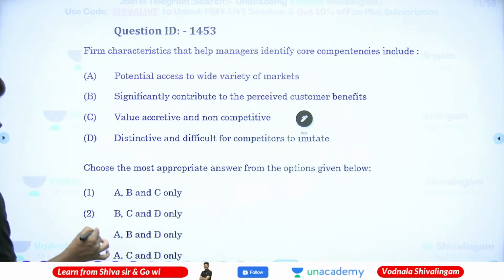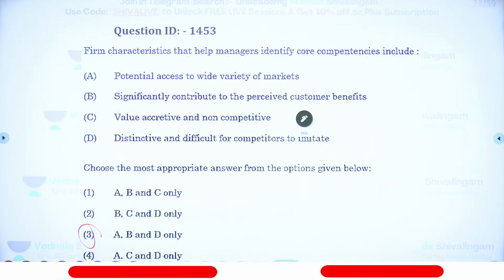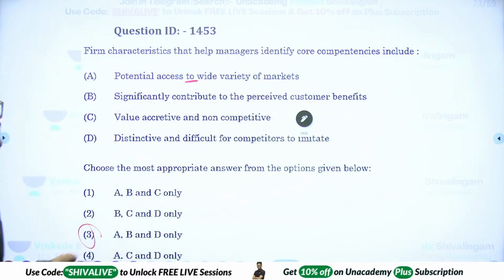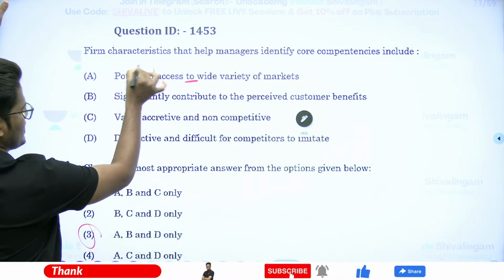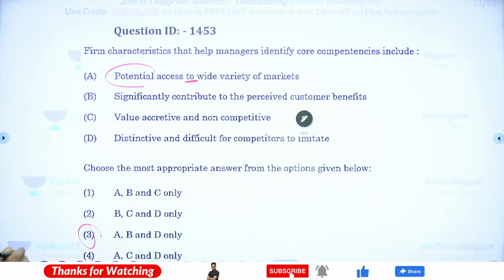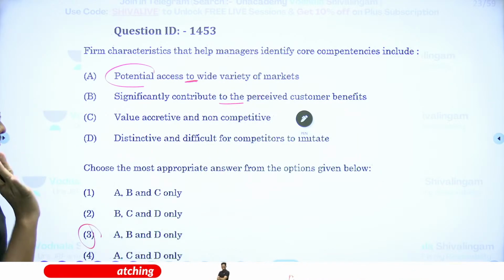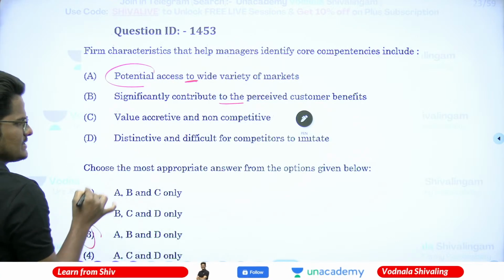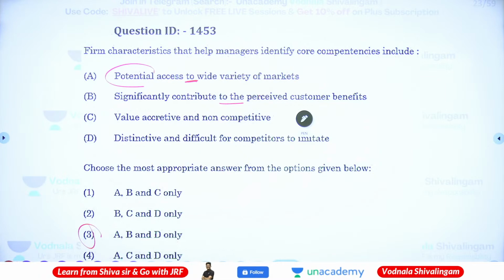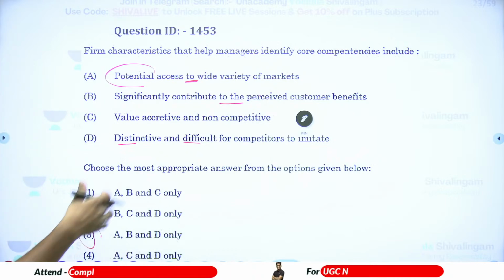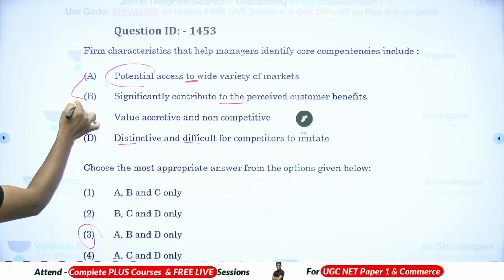So the answer for this question is C, ABD. Characteristics that help the manager identify core competencies include: A, potential access to a wide variety of markets; B, significantly contributing to the perceived customer benefits; and C, being distinctive and difficult for competitors to imitate, meaning difficult to duplicate your products. So these 3 things are in one firm.